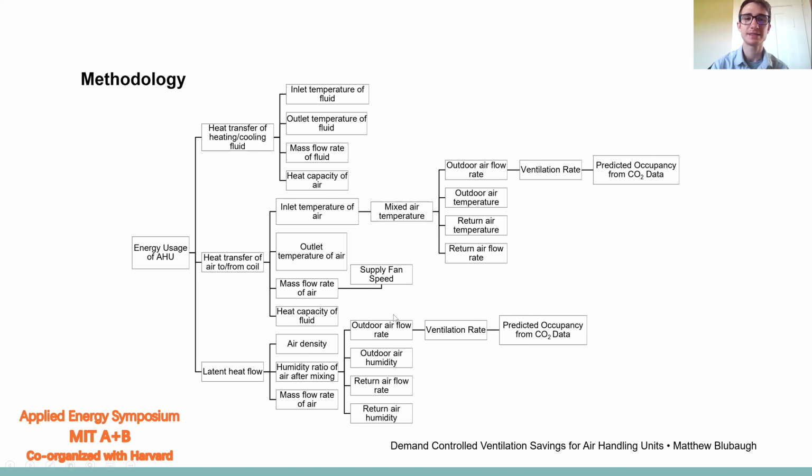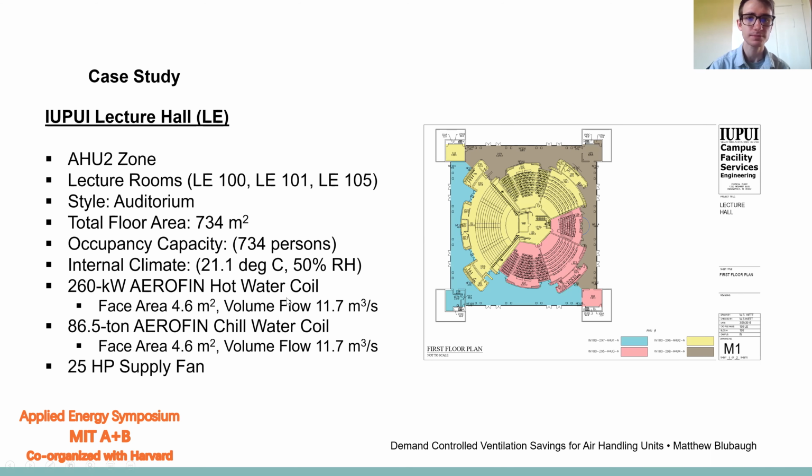So the idea is that you have the energy usage of the air handling unit, and then you have the demand on that unit, which is some occupants, and predicting the occupancy from some CO2 data and understanding the various components and variables that formulate the relationship between energy and occupancy.